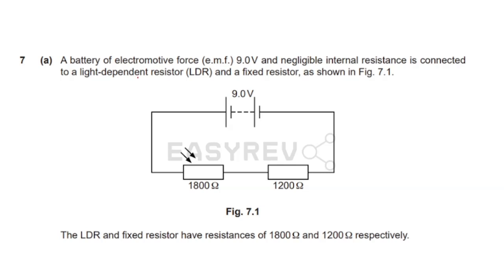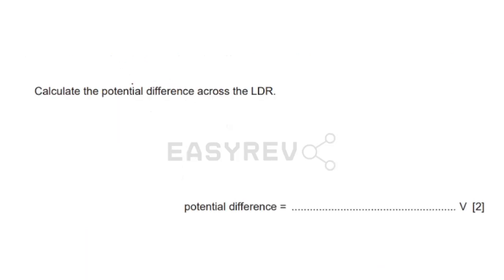Now here's question 7 part A. A battery of electromotive force, or EMF, 9 volts and negligible internal resistance is connected to a light dependent resistor, or LDR, and a fixed resistor as shown here. The LDR and fixed resistor have resistances of 1800 ohms and 1200 ohms respectively. First, we have to calculate the potential difference across the LDR.